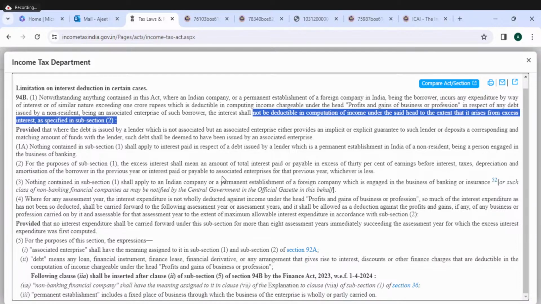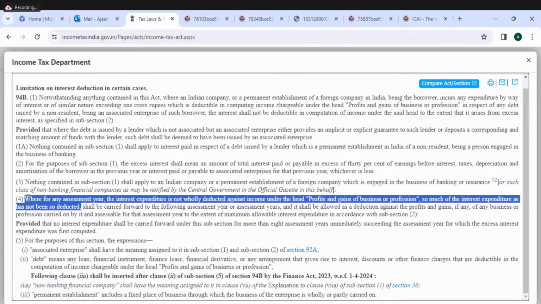What about the portion which is disallowed under section 94B? Will that lapse? No. Subsection 4 provides for the carry forward of that interest expenditure which is not deductible under subsection 1. That shall be carried forward for how many years? For 8 years following the current assessment year in which it is disallowed.